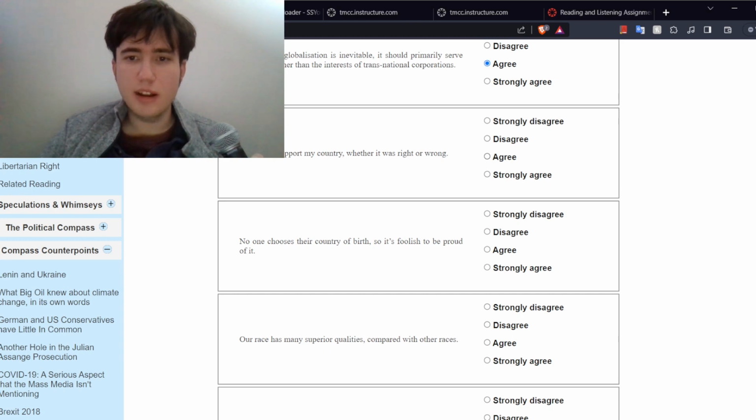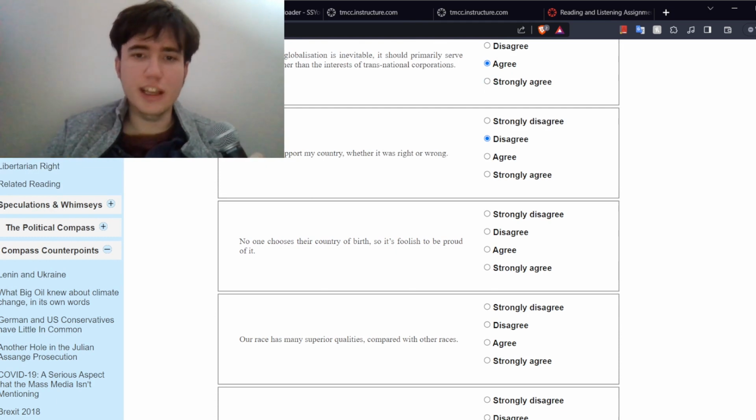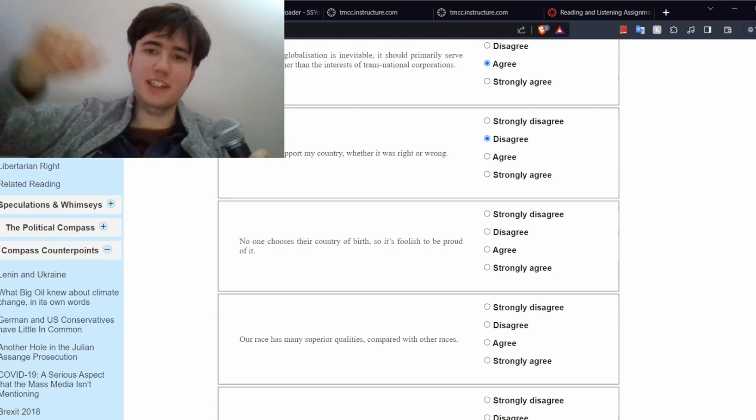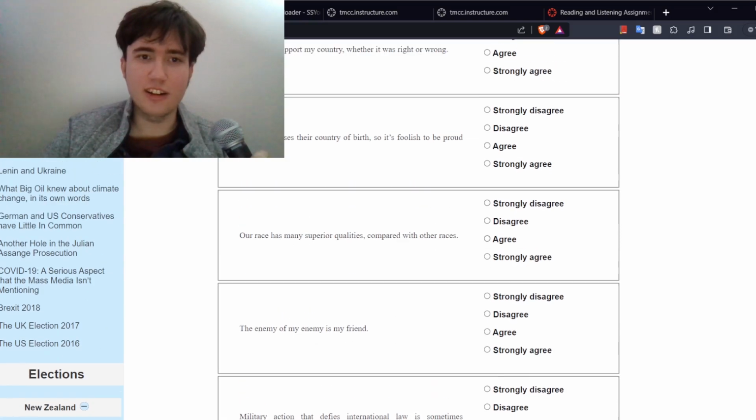What do I think about it? I mean, I don't really agree. I mean, I like the idea of just being like, fuck it, fuck logic. But I don't know if I can totally get behind it in honesty. No one chooses their country of birth, so it's foolish to be proud of it.